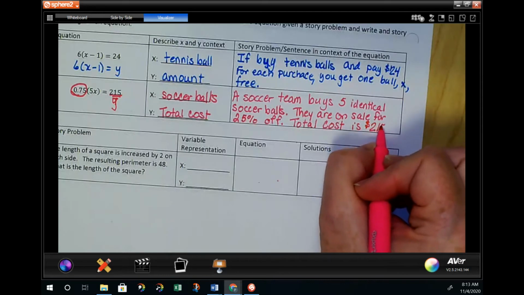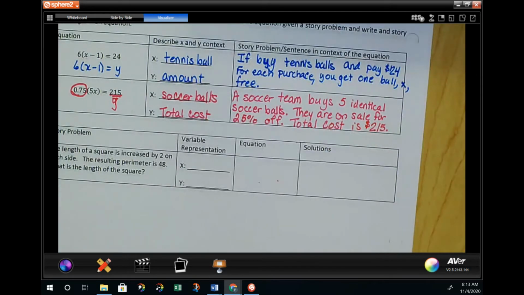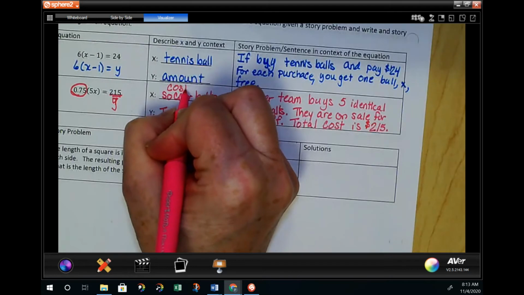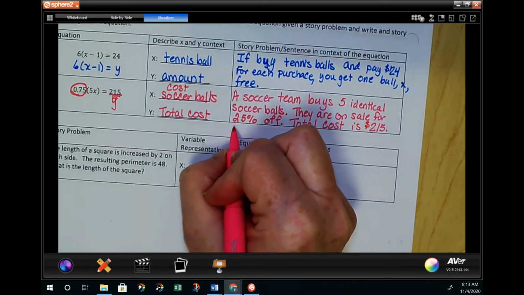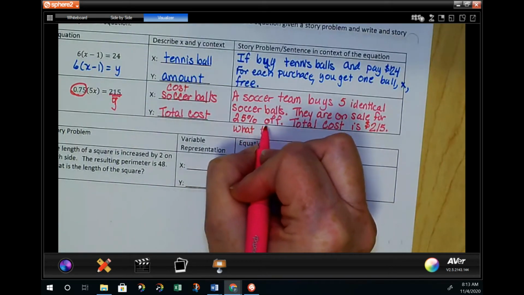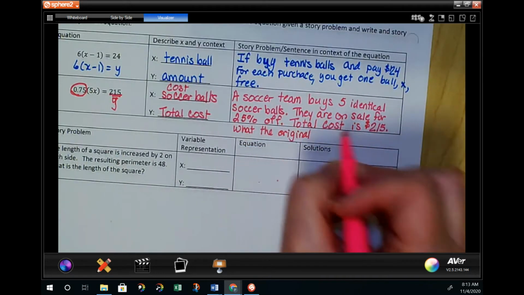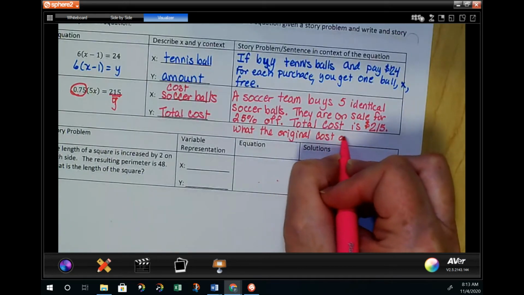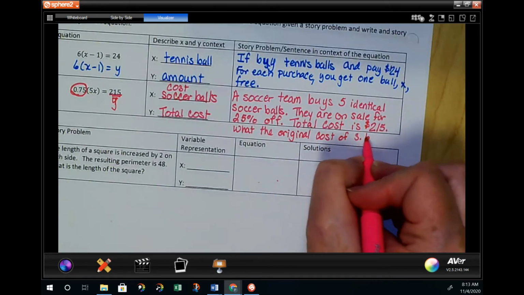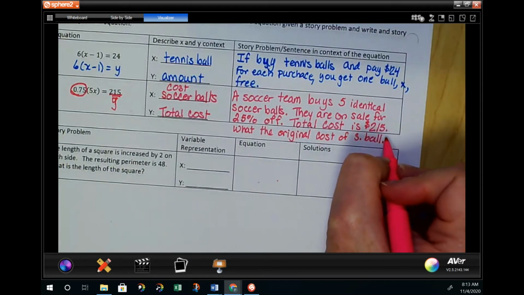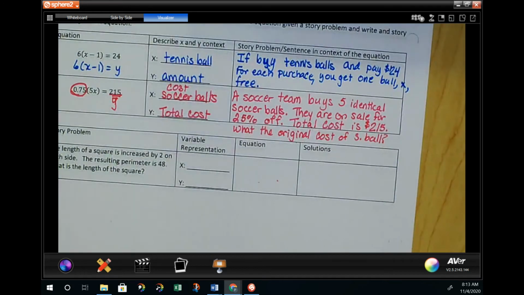Remember that x is representing the original cost, and this is the cost of 1 ball. So this is, what is the original cost of the soccer ball, because I'm too lazy to write soccer. And that's that particular equation. And this is how you would take an equation and make it contextualized.